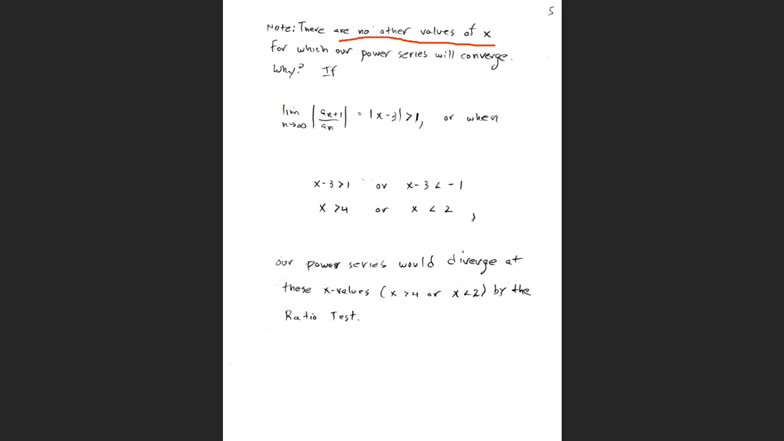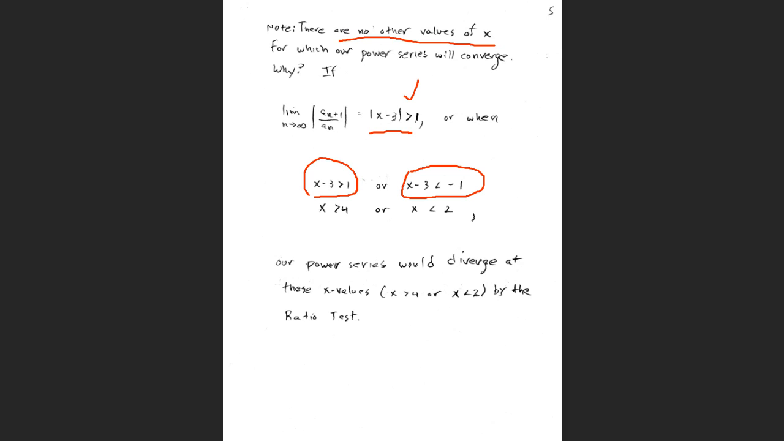But now if we also think about the ratio being greater than 1, do we have to worry about that? The answer is no, because the ratio test says that when the limiting ratio is greater than 1, our power series would diverge there. Well, if the absolute value of x minus 3 is greater than 1, that means x minus 3 is greater than 1, or x minus 3 is less than negative 1. Either of those inequalities would satisfy the absolute value of x minus 3 being greater than 1.